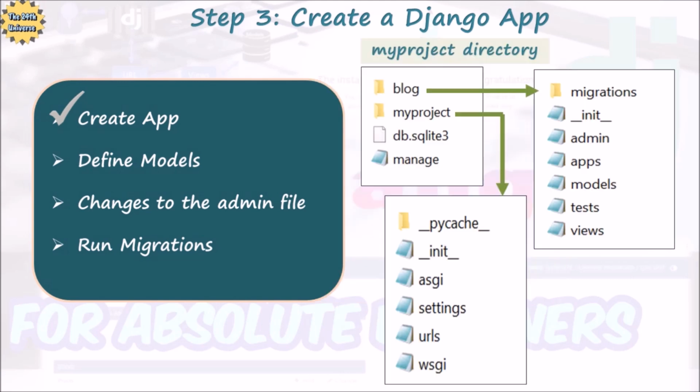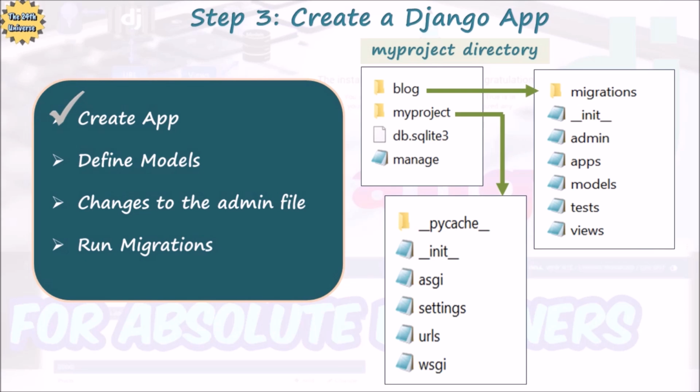You will see blog, myproject, db.sqlite3, manage.py. Further, if you open blog directory, you will see migrations folder, init file, admin, apps, models, tests, and views. Inside myproject directory, you will see the following, that is pycache folder, then init, asgi, settings, urls, and wsgi.